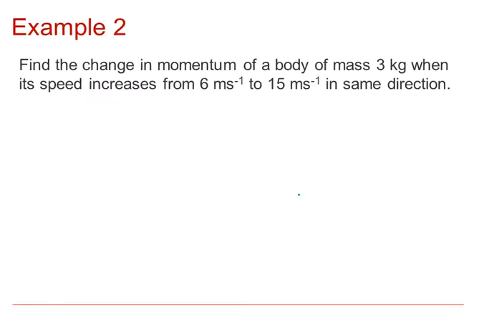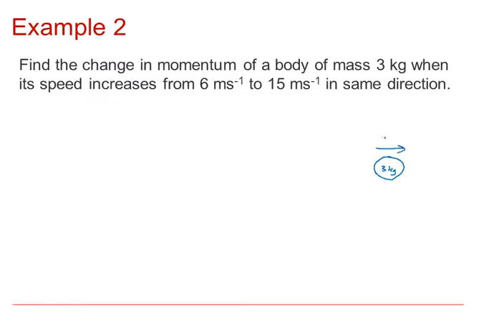Find the change in momentum of a body of mass 3 kilograms when its speed increases from 6 meters per second to 15 meters per second. Bearing in mind that momentum is a vector quantity, you are strongly advised to draw diagrams to show what's happening. So we've got our 3 kilogram mass. You don't need to put forces on here, just the 3 kilogram mass will do.